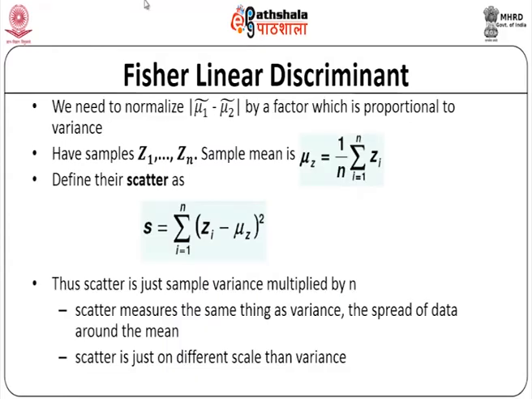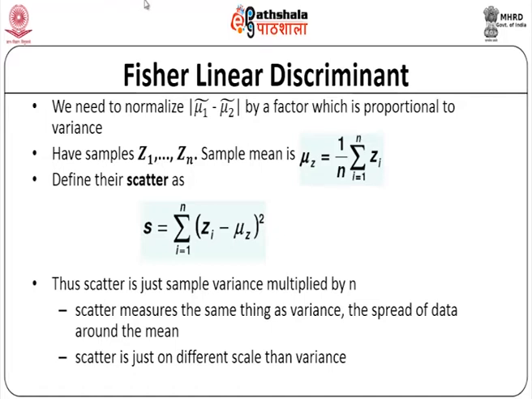So, we need to normalize this difference in the projected mu's by a factor which is proportional to the variance. Given samples z1 to zn with sample mean mu z, define the scatter. The scatter is the sum over i equals 1 to n of zi minus mu z, the whole squared, where mu z is the mean of the points. The scatter is just the sample variance multiplied by n.